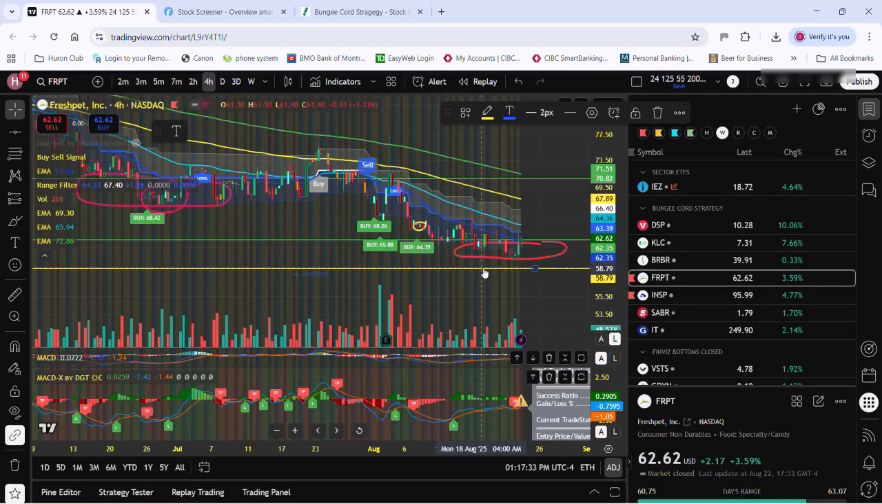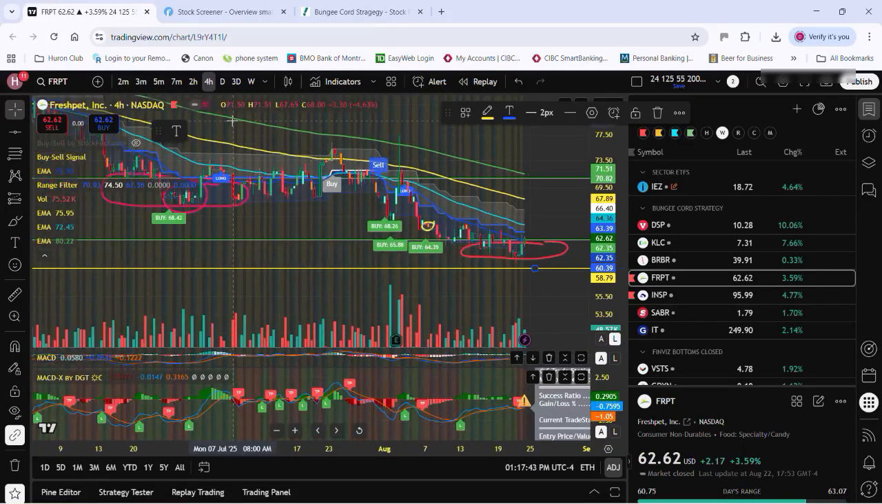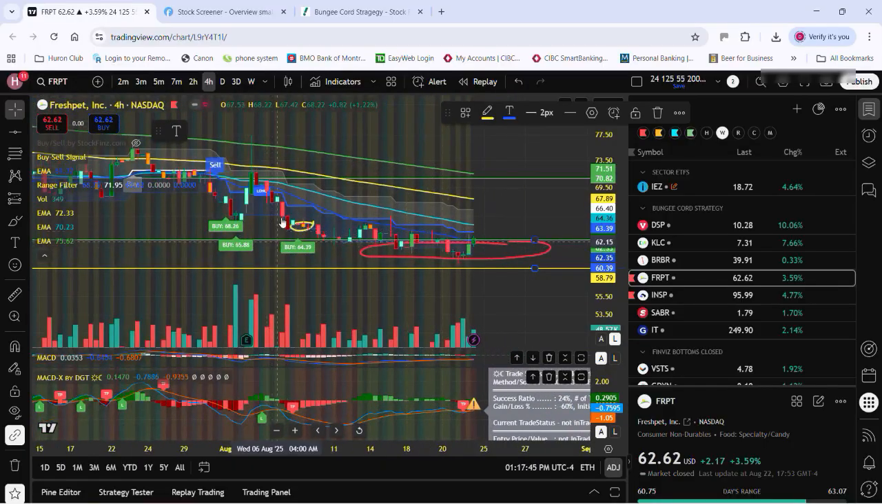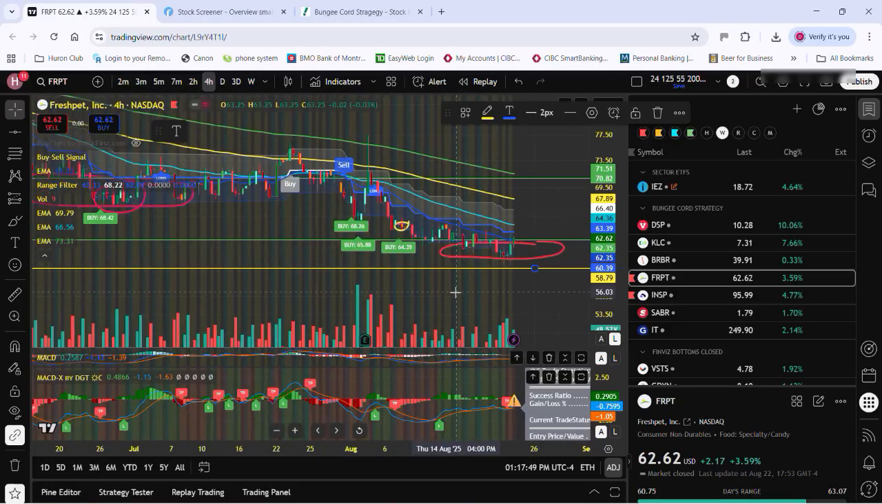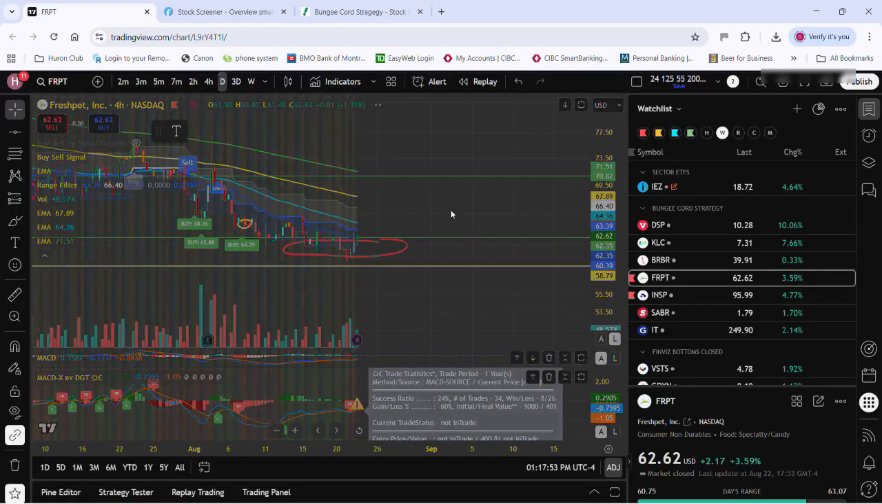But you can see what happened here. Ideally, I would have got this action here, that bungee cord bounce, but this one here, we didn't. It came down, and we'll see now what's going to happen. But this is the area I expected to bounce. So unfortunately, I bought way too early on this one.